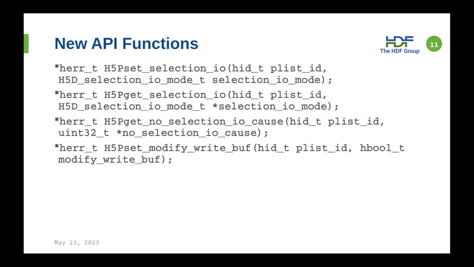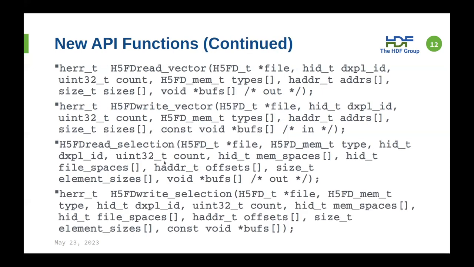And so here are the new API functions. There's the main one, H5Pset_selection_io, to turn it on, and H5Pget_selection_io to see if it's on. H5Pget_no_selection_io_cause, which I talked about earlier, tells you why selection IO wasn't used on the DXPL. And H5Pset_modify_write_buf, again that I talked about earlier, instructs the library that it's allowed to modify write buffers. And then these are the new low-level file driver API functions, where if you want to just pass a read or write call directly to the file driver, you can use these to pass a low-level vector or selection IO command to the file driver.